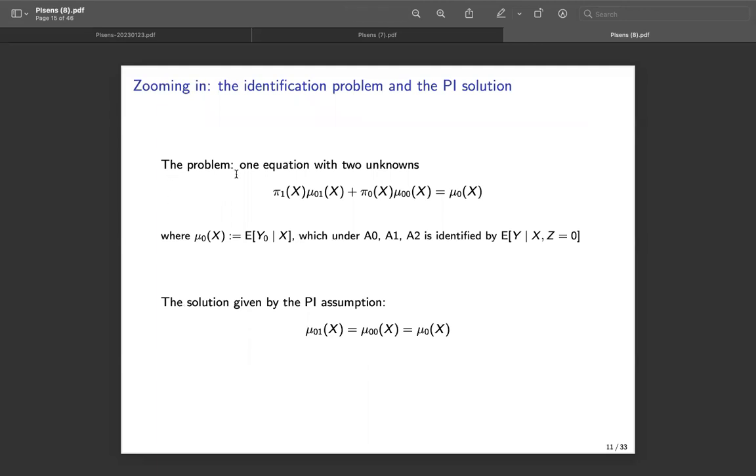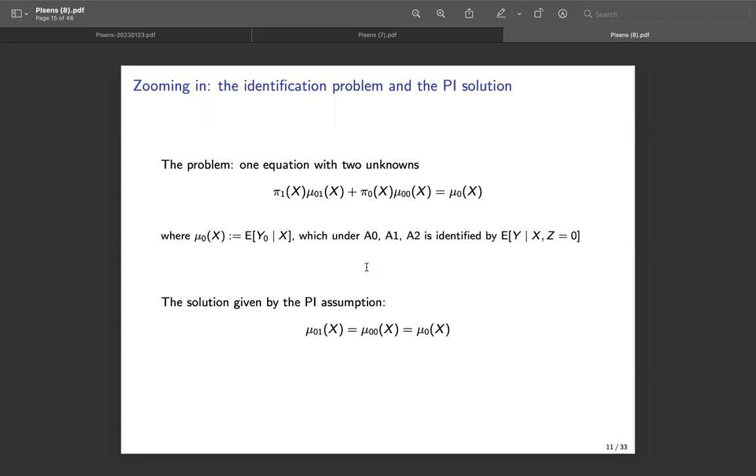So more precisely, we have the problem of one equation with two unknowns. Both of these pieces here are the mean of Y0 among compliers and among non-compliers. And they're now mixed up in a mixture of the Y0 for control people. So this one here is the mean that doesn't condition on C, and that is identified. But these two pieces which we need are not identified. So we have one equation with two unknowns.